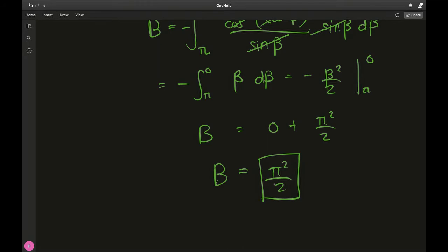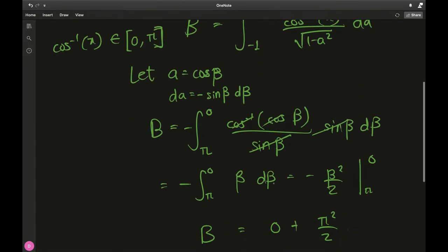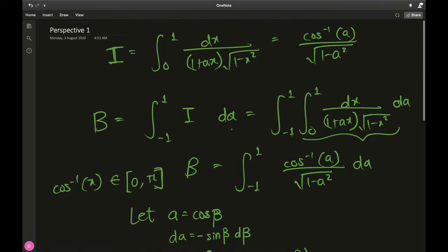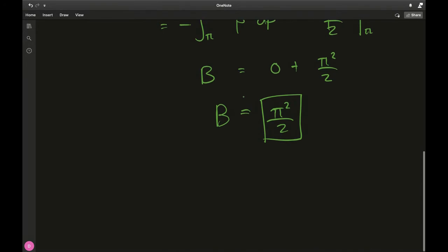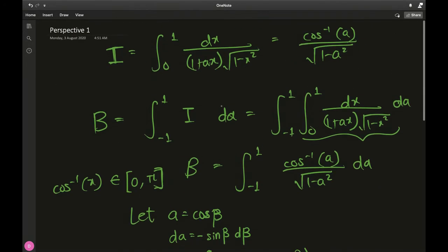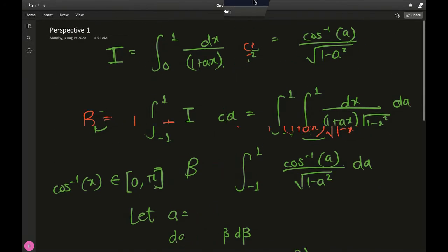Okay, so suck on that for now. Now this was one perspective, right? This was one perspective of looking at b when we were reintegrating I. So there is actually another perspective, and let me go on a fresh page. I'll explain it to you.